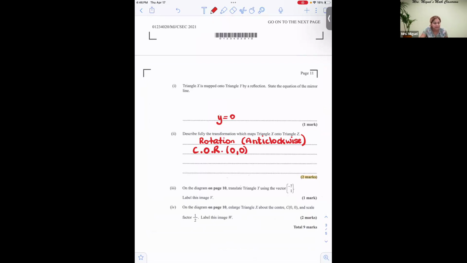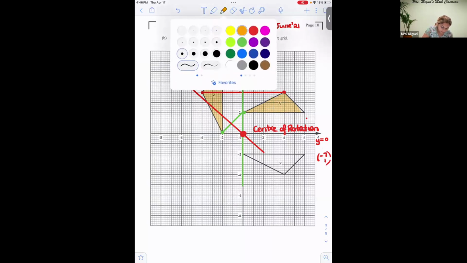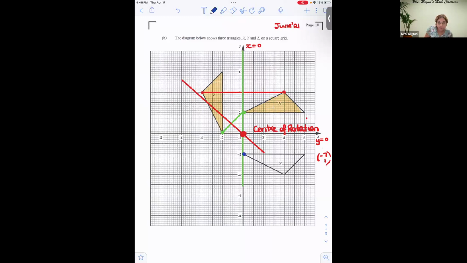Then they asked me to translate Y using the vector -7, 1. So I'm going to use Y and I'm going to translate it -7, 1. So this one we could do because we know we get a mark there. So even if we didn't get a mark for the center of rotation, that's fine. We could still move on. So using the vertices of the point, we move in -7. So therefore we move to the left. So 1, 2, 3, 4, 5, 6, 7, and we move one space up. So this is my new point.